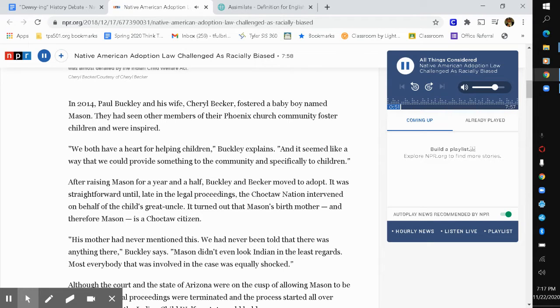It was straightforward until late in the proceedings, the Choctaw Nation intervened on behalf of the child's great uncle. It turned out that Mason's mother, and therefore Mason, was part Indian. Mother had never mentioned this. We had never been told that there was anything there, and Mason didn't even look Indian in the least regards. Most everybody that was involved in the case was equally shocked.